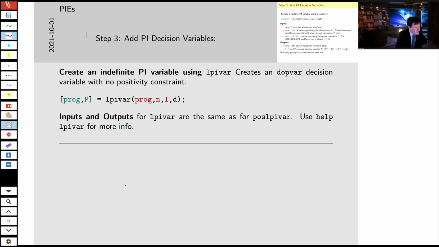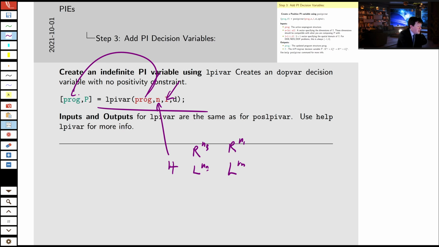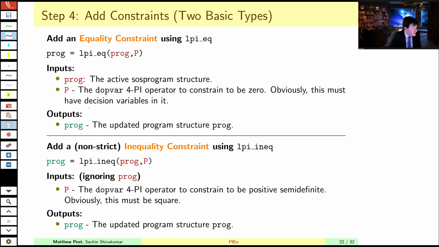The second type of opvar decision variable is, of course, the indeterminate one. So there's a positive one and one which is not constrained to be positive. For this one you can specify more dimensions. In particular, remember it maps R cross L2 to R cross L2. And so in this case you want to specify the dimensions of both the inputs and the outputs. So there are 4 inputs to this one. I is exactly the same as before. Prog, of course, is the same as before. It just gets passed back. And this creates an opvar or dopvar in the workspace called P. Right. So positive and indeterminate variables.